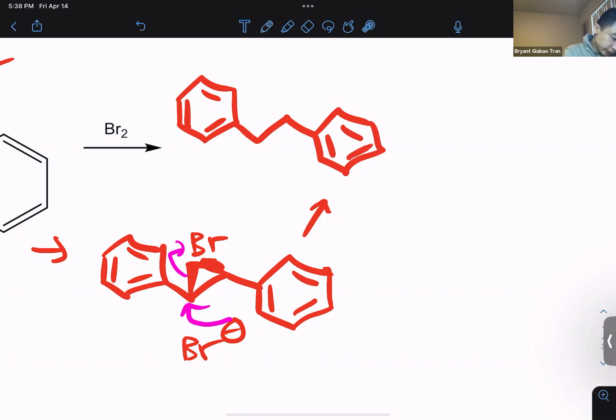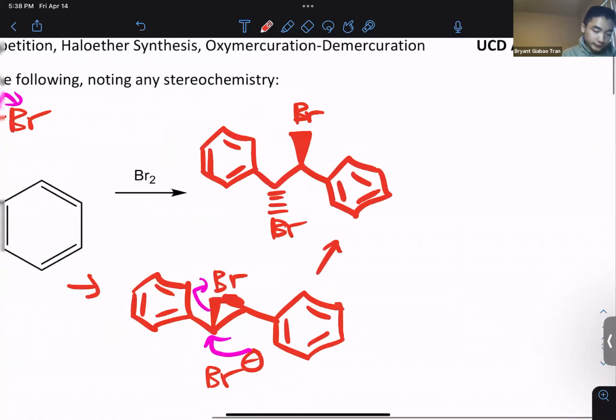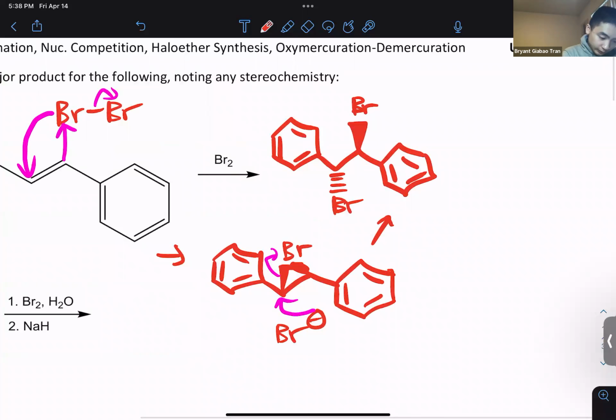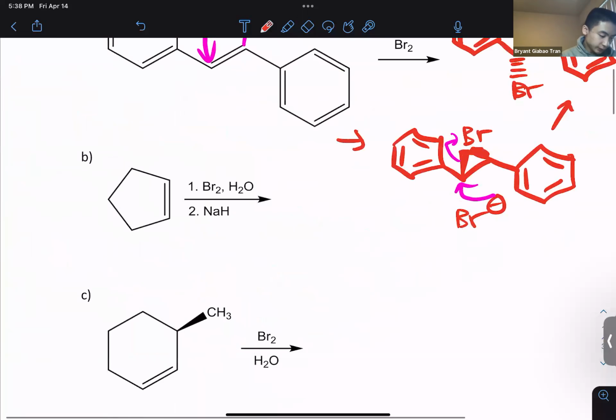So this carbon here, think of it as an SN2 reaction where we will invert the stereochemistry. The other carbon remains the stereochemistry of the wedge. And then we would have the enantiomer version of this as well. Okay, let's go over to the next problem.